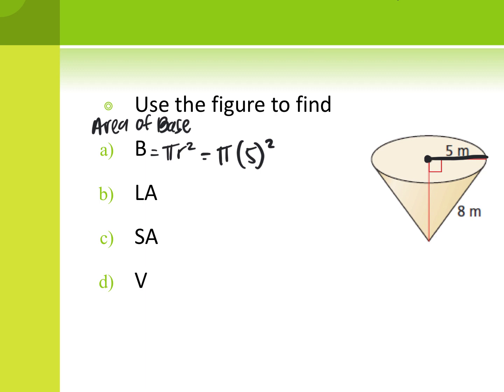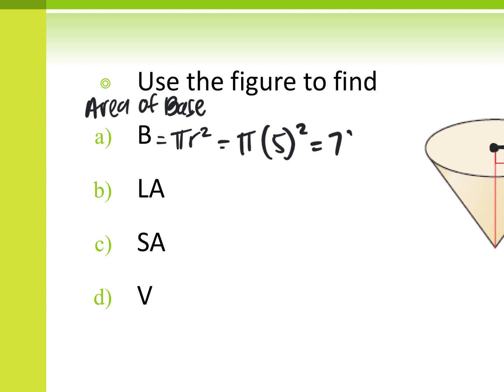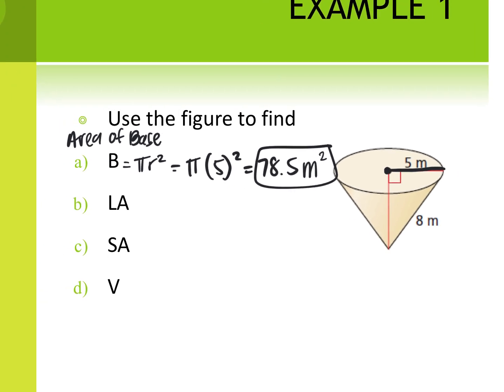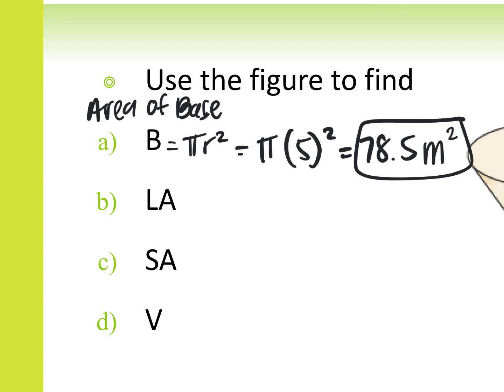What do we get? 78.5? Can someone confirm? Yes. What units does this get? Squared, because it's area. Don't forget, areas are going to get meters squared. What's going to get cubed? Volume.